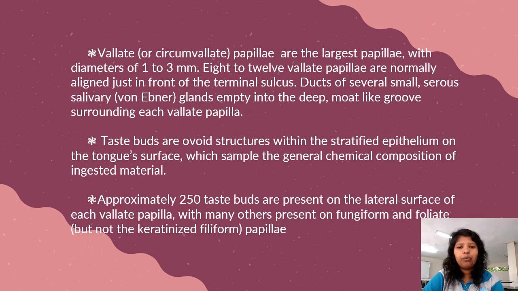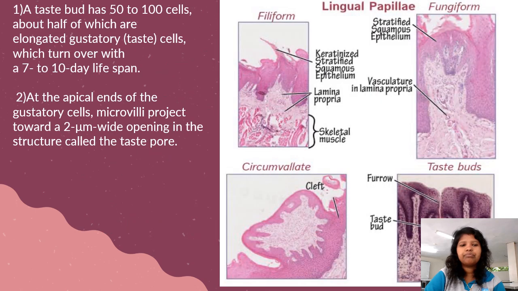Taste buds are ovoid structures in the stratified epithelium of the tongue surface which sample the general chemical composition of ingested material. Approximately 250 taste buds are present on the lateral surface of each vallate papilla. They are present in fungiform and foliate papillae but not characteristic of filiform papillae.